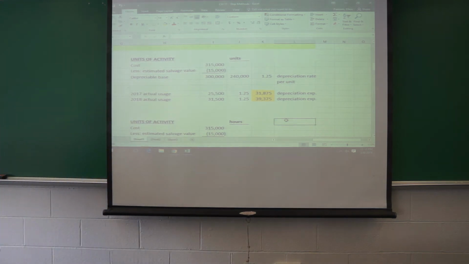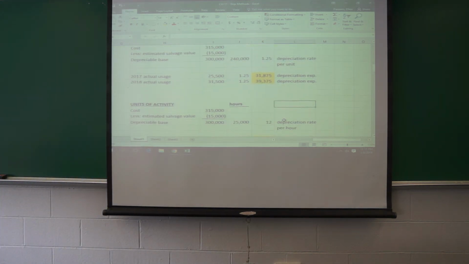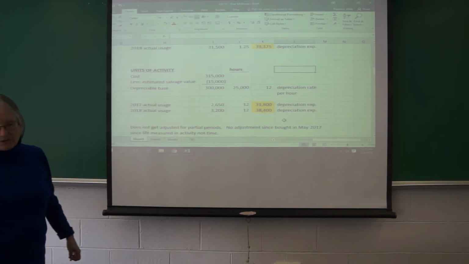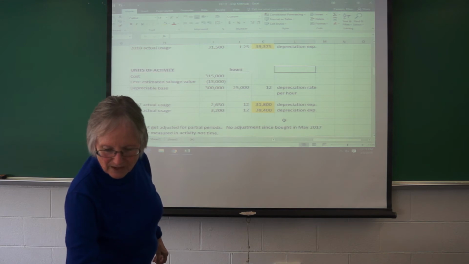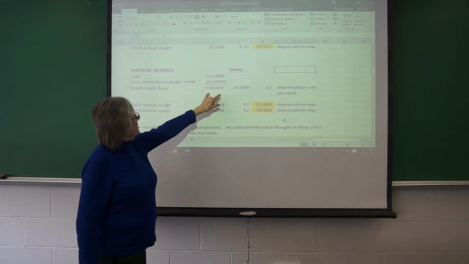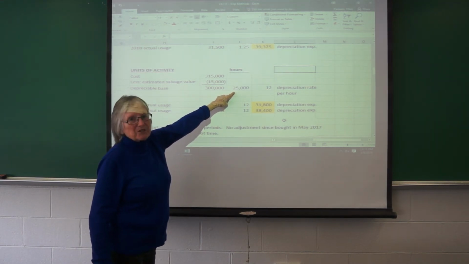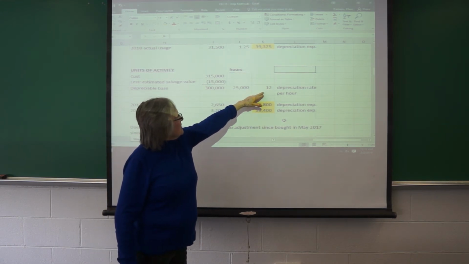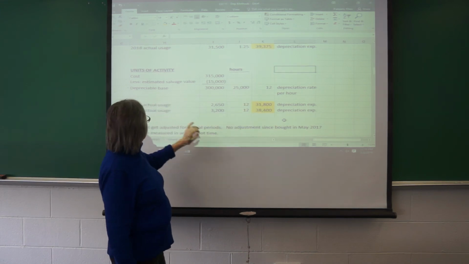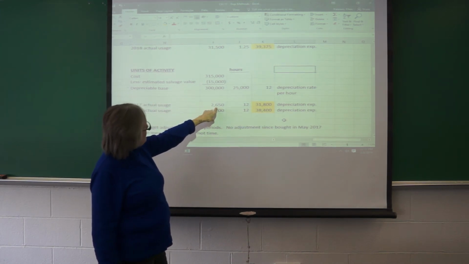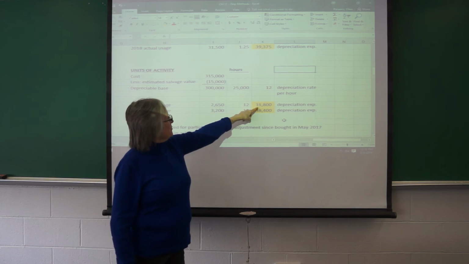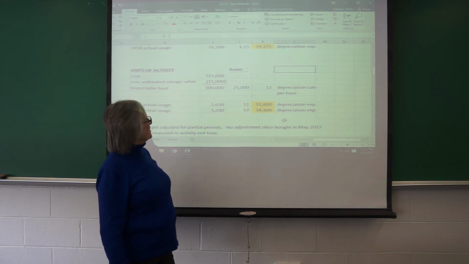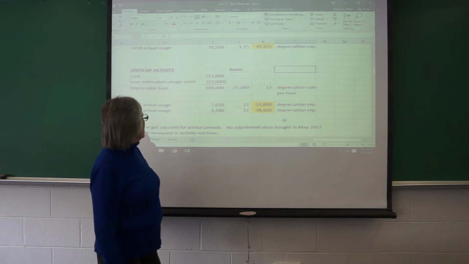Okay, units of activity can also be in terms of hours. It's going to have a life of 25,000 production hours. So here you're dividing by the hours that the machine will last. And so that gives you a depreciation rate of $12 per hour. So if you used it for 2,650 hours, that would be your depreciation expense for the year. A few more hours, your depreciation expense goes up.